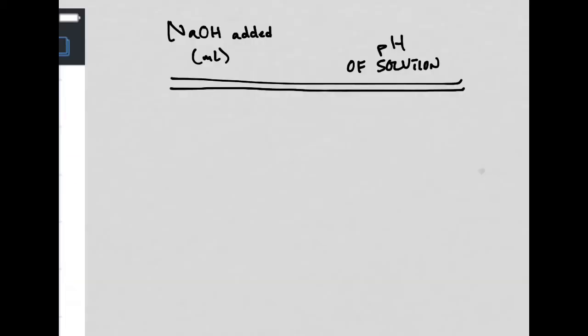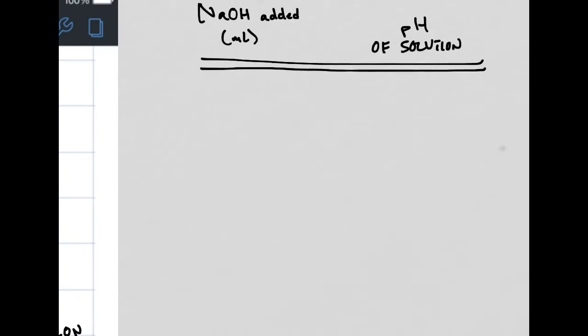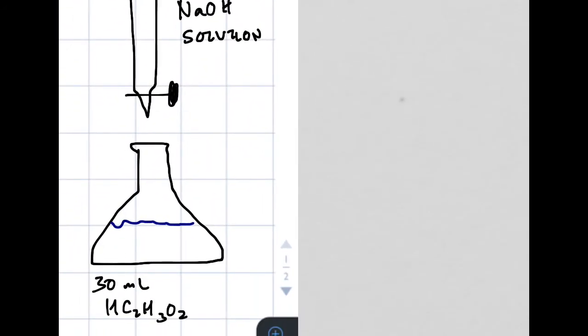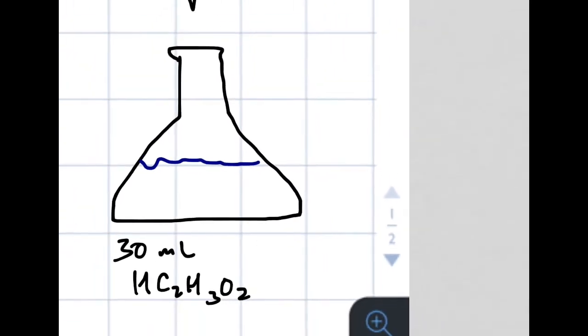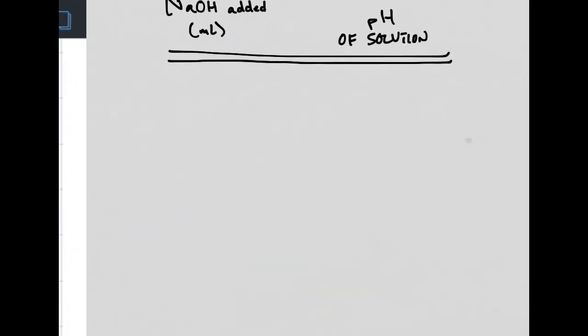Over here, I'm going to create a data table that shows the amount of sodium hydroxide solution I added from the burette, that dude right there, to the Erlenmeyer flask, and I'm going to be measuring the pH of what's happening inside this Erlenmeyer flask, which contains the weak acid. So I'll have a set of data here.